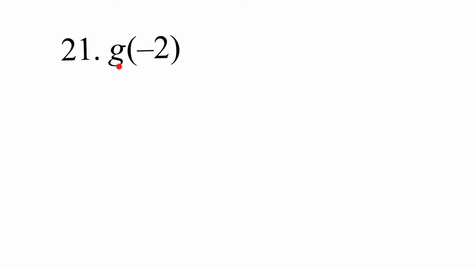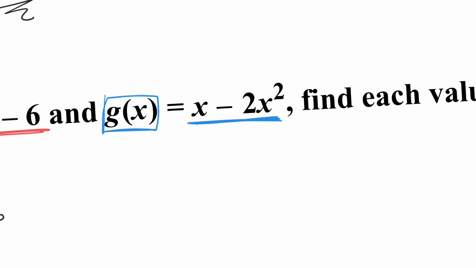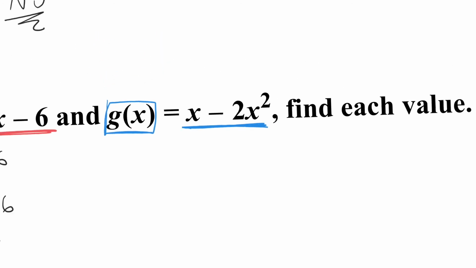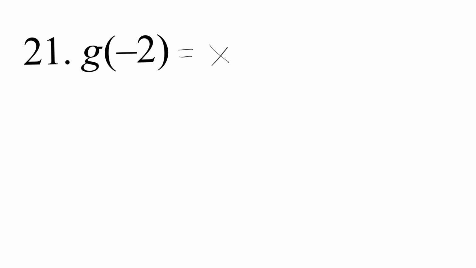This is the name of the function, g of negative 2. So we need to pay attention to the function. I'm going to go back to show you guys the function of g. G is x minus x squared. That is the function that we need to use. So when I go back, I'm going to have x minus 2x squared. So let me write that down. Equals x minus 2x squared. That is the function of g, g of x.